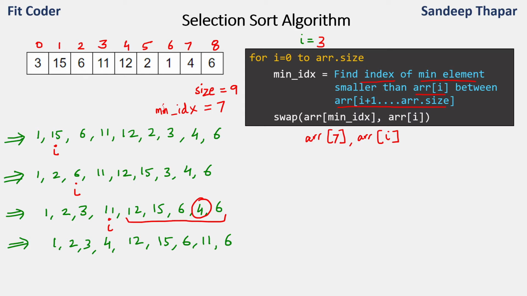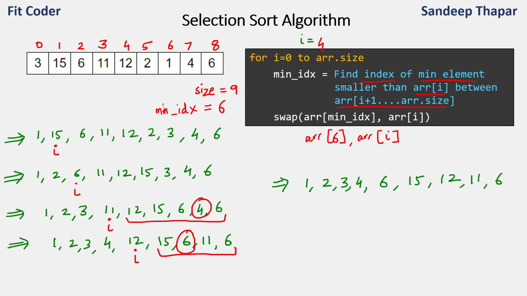In the next iteration, I comes at the 4th index, and we need to find the minimum between these 4 elements. The minimum is 6, which is at the 6th index. We'll swap array of 6 with array of I, so 12 will be swapped with 6. In the next iteration I comes at 5th index, which is pointing to 15. Now we need to find the minimum element between these three elements. The minimum element is 6, which is at the 8th index. So we'll swap array of 8 with array of I.